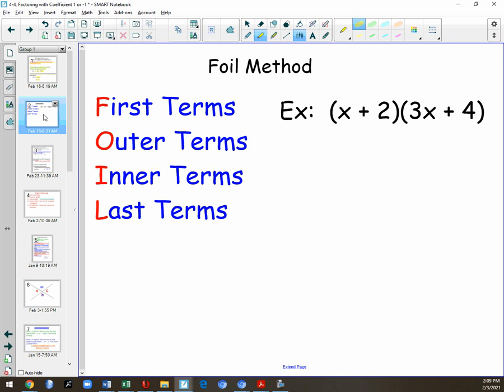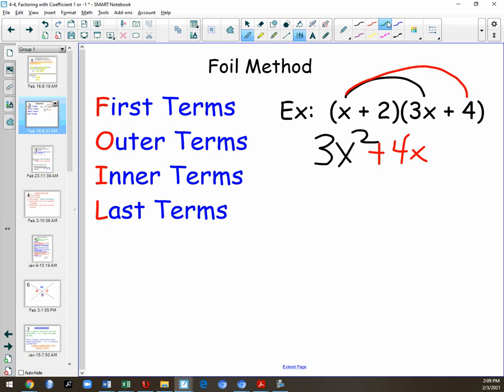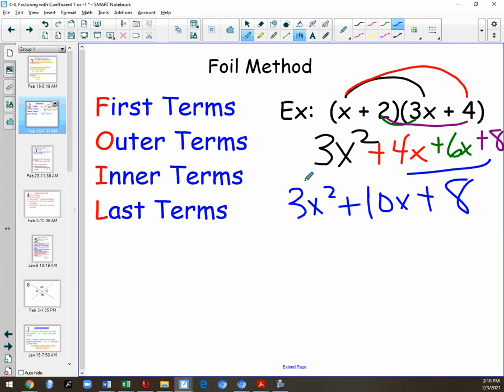Factoring is the opposite of FOIL. So if you were to FOIL back in the day, you had x times 3x, which is 3x squared. That was your first terms multiplied together. Then you did your outer terms multiplied together. That was going to be x times 4, which gives you 4x. Then you had your inner terms multiplied together, which gives you 2 times 3, which is 6x. And then you had your last terms multiplied together, which gives you 2 times 4, which is 8. Then you combine like terms, and when you combine like terms, it's going to give you a 3x squared plus a 10x plus an 8.